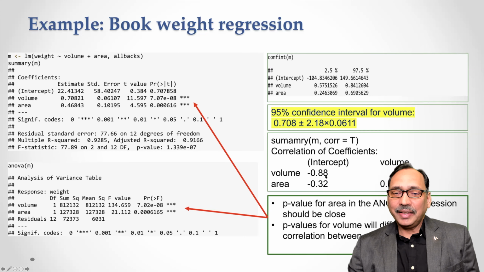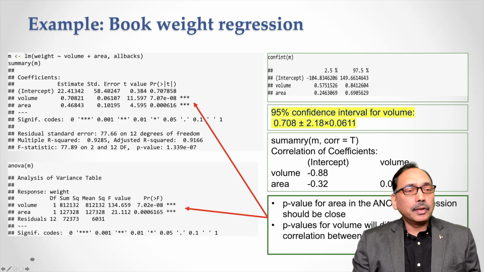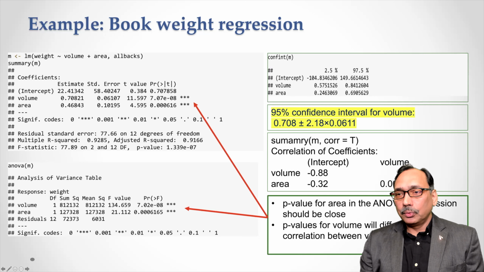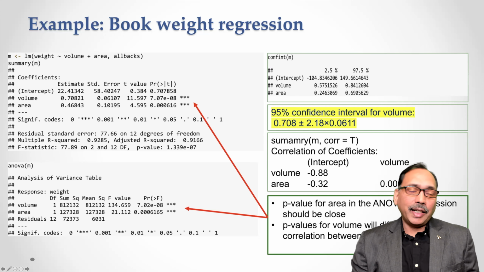Now, if you think logically, if the volume of the book is 0, keeping area constant, so for the time being we forget about area and keep it constant, then if volume is 0, weight is obviously expected to be 0. So the intercept doesn't make much sense in this example, and it is not statistically significant, and by being there it is creating problems. It has these correlations with volume, especially negative 0.88. So the best way to get rid of all these issues is to throw out the intercept term.